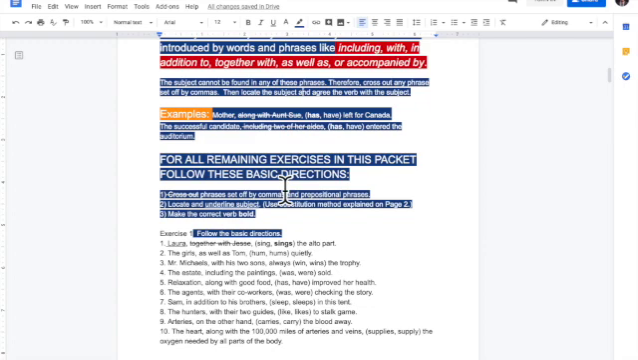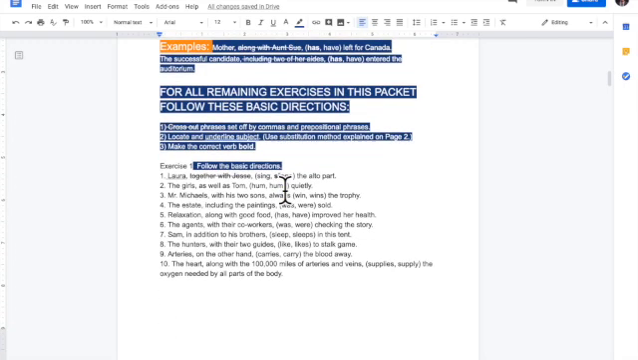So these are set off. That's another way to say an appositive phrase. For the remaining exercises in the packet, okay? Follow the instructions. Cross out phrases set off by commas and prepositional phrases. Okay, boom. Locate and underline the subject. And use the substitution method explained on page 2.